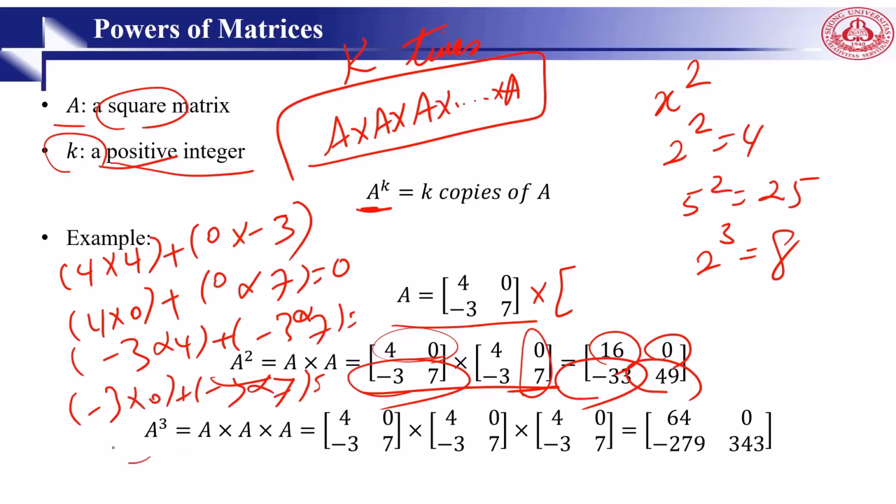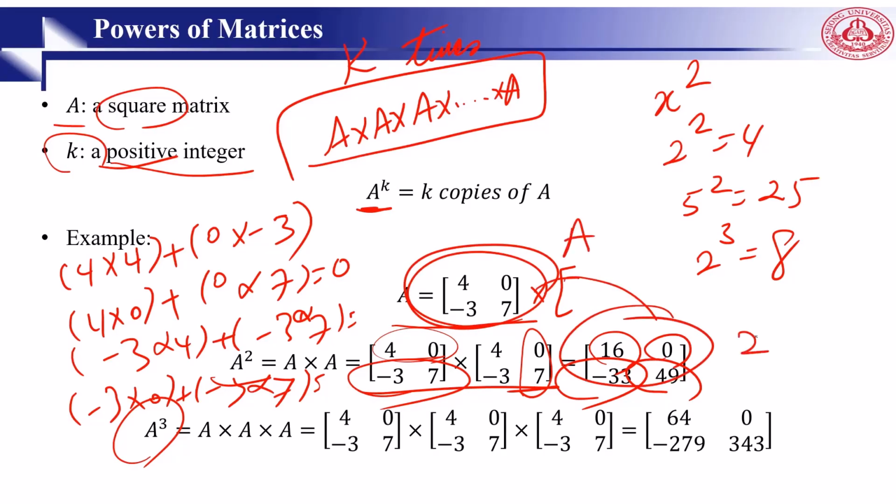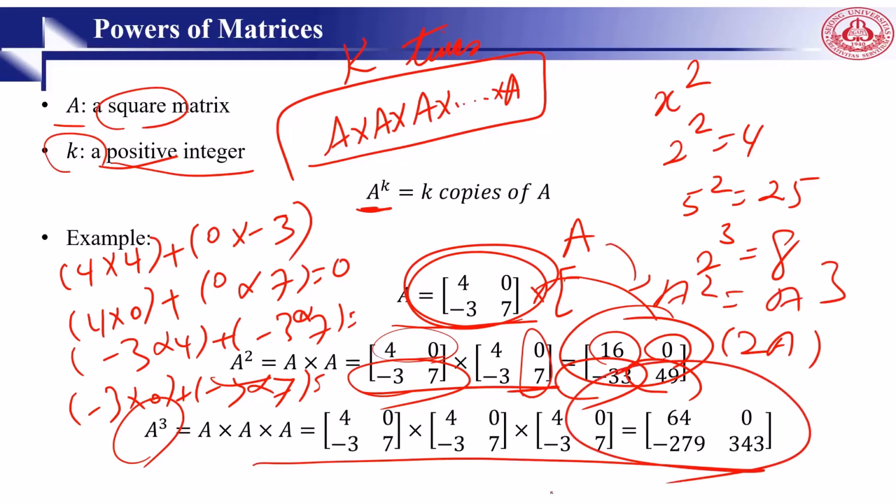How about A to the power of 3? Very simple. We multiply this one by this one, right? So A multiplied by A squared is A cubed, right? Very simple.